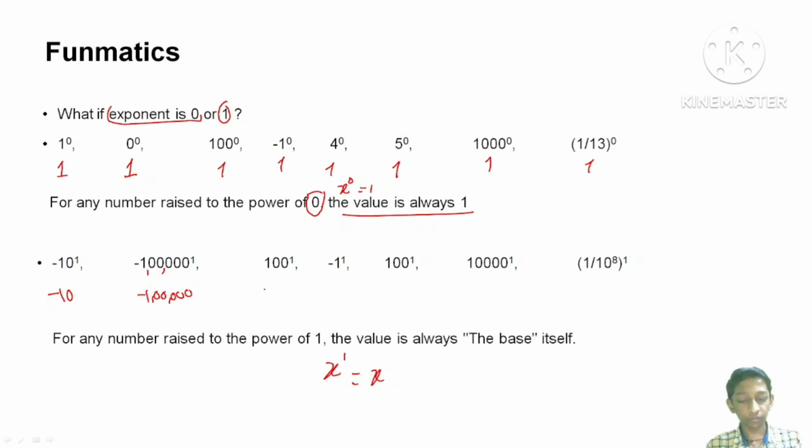100 raised to the power of 1 is 100. Minus 1 raised to the power of 1 is minus 1. 10,000 raised to the power of 1 is 10,000. 1 by 10 raised to the power of 8, whole raised to the power of 1, is again 1 by 10 raised to the power of 8, that is the base itself.